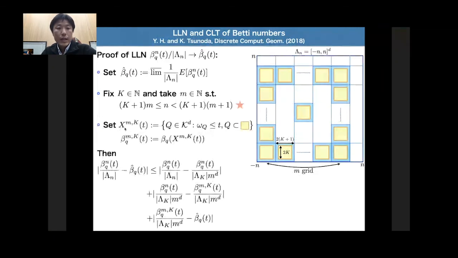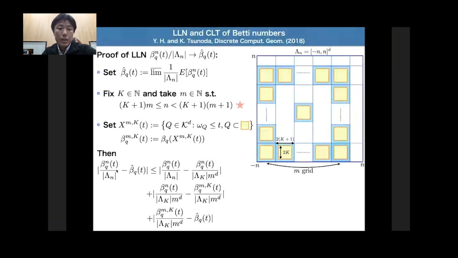Then let us set X_K at time t to be the collection of elementary cubes Q whose assigned value is less than or equal to t as before. But here, the elementary cube Q is contained in some smaller yellow region. So in a sense, this is a disjoint union of the cubical sets in these yellow boxes. And let's take the Betti number of them. So in a sense, this is a summation of the small Betti numbers coming from all yellow regions.